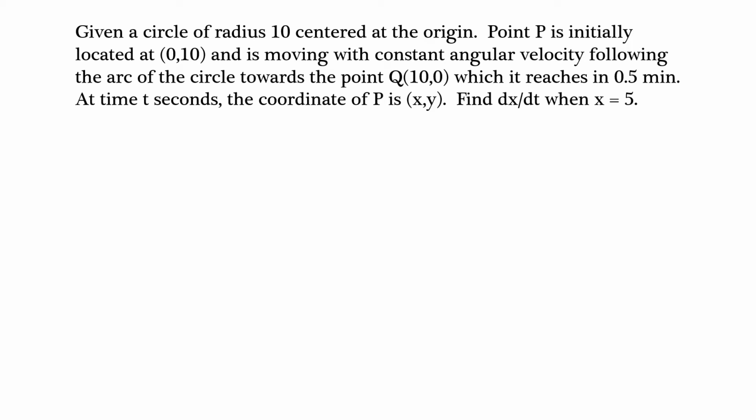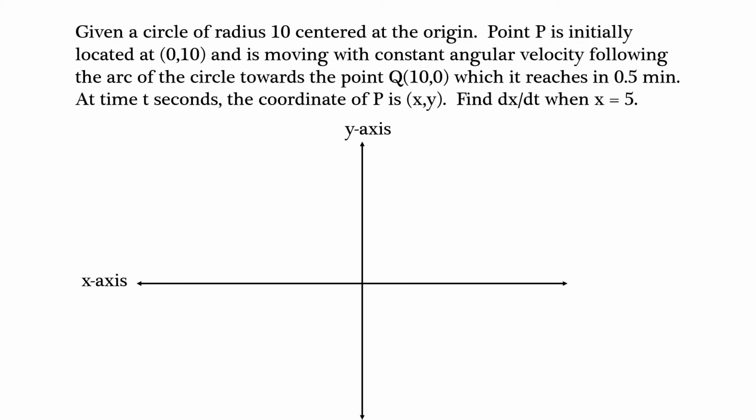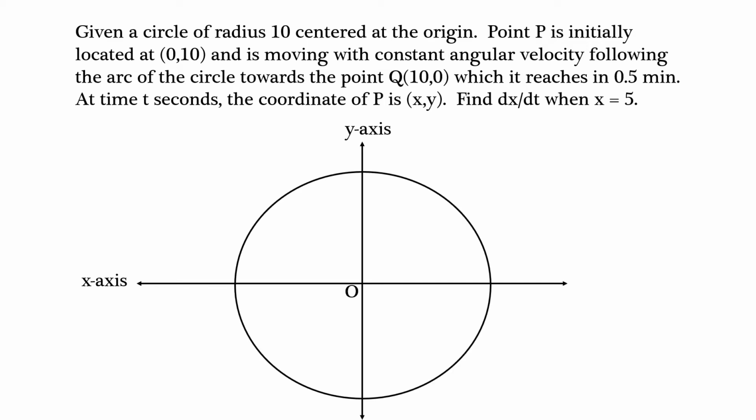So let's draw our x and y axes, and we have a circle of radius 10 centered at the origin. Now there is a point P located at (0, 10), and there is also another point Q located at (10, 0). Point P is going to move towards point Q by following the arc of the circle, and it reaches point Q in 0.5 minutes. Our problem is to find the value of dx/dt when x equals 5.